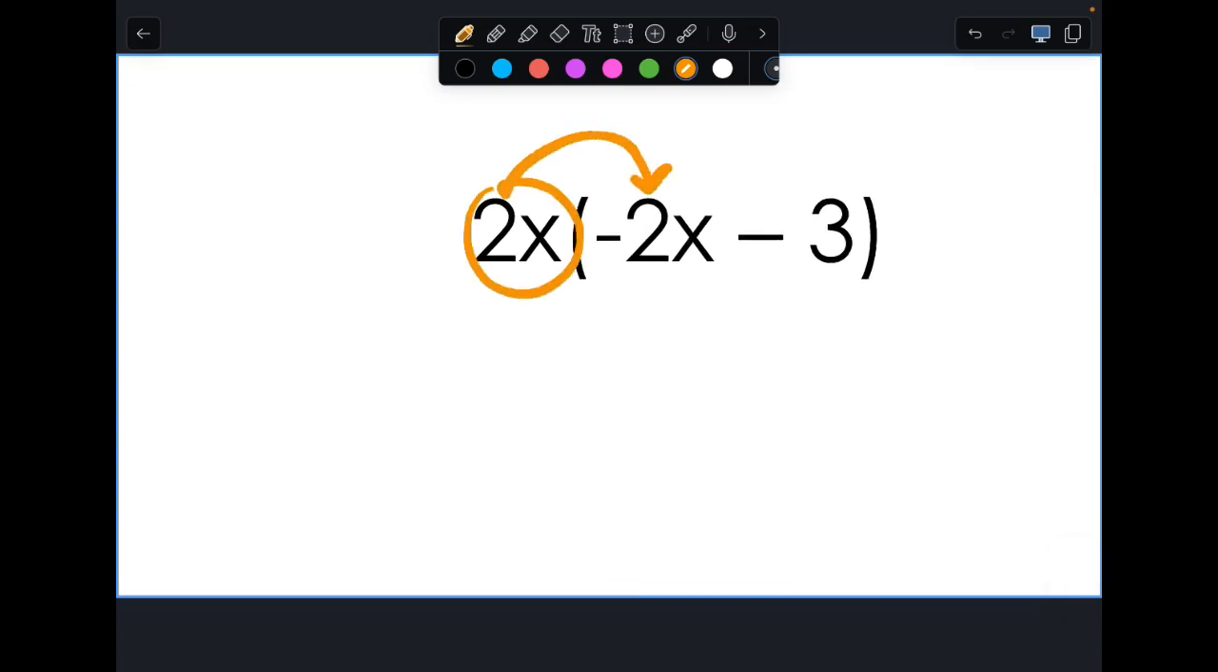2x times negative 2x. 2 times negative 2 is? Negative 4. x times x is? x squared. Boy, I know you did not just shout out 2. x squared. All right. 2 times negative 3? Negative 6x. Don't forget the 2 in the front has an x, so bring that down. Can I add these? No.